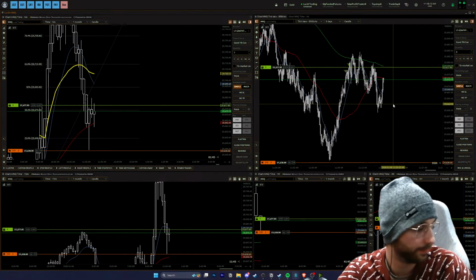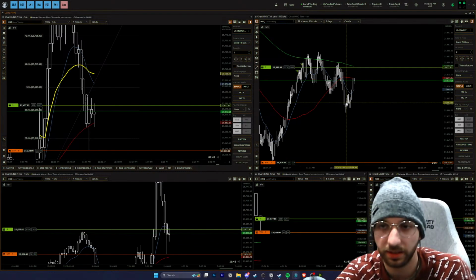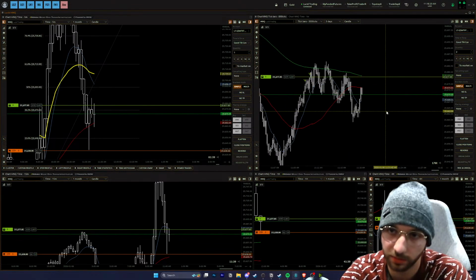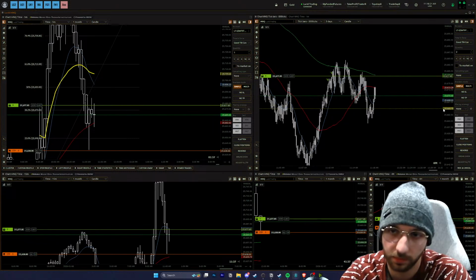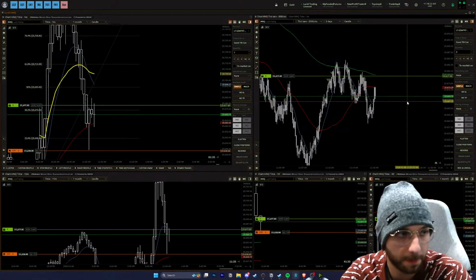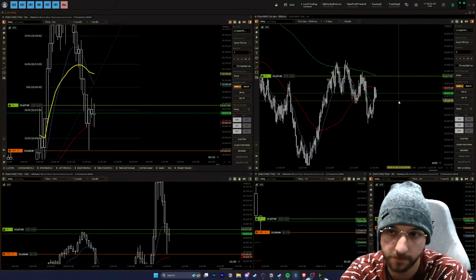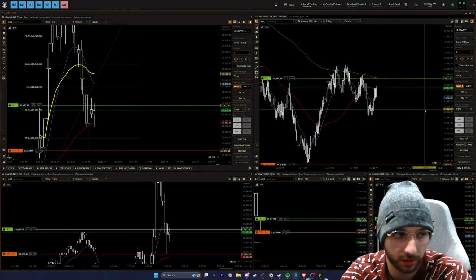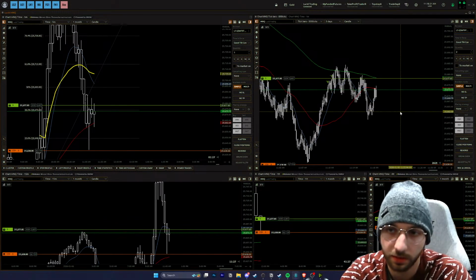Oh, there you go. That's the reaction I'm talking about. When we dump like this, below low, this is what you want to see if you're long: it getting bought right back up. And typically, that's enough to push it all the way back up and break new highs. We'll see.